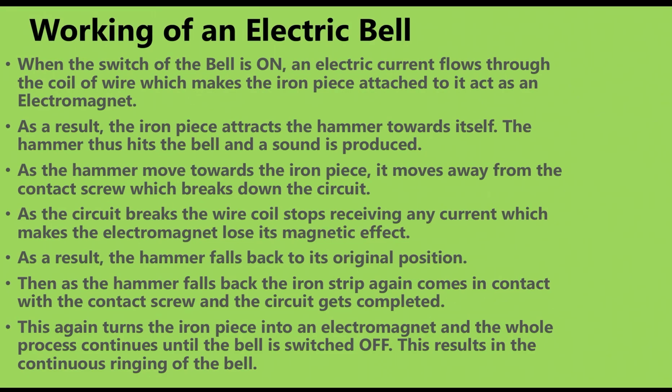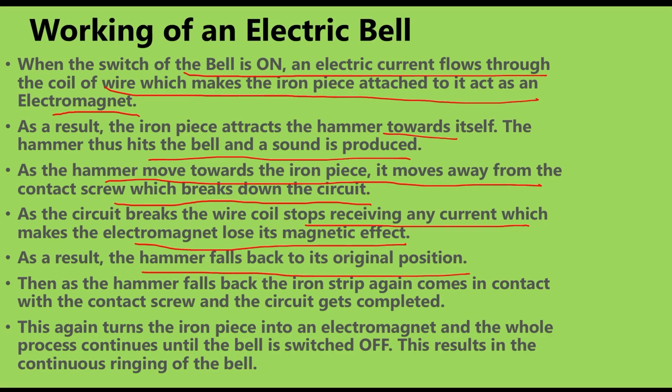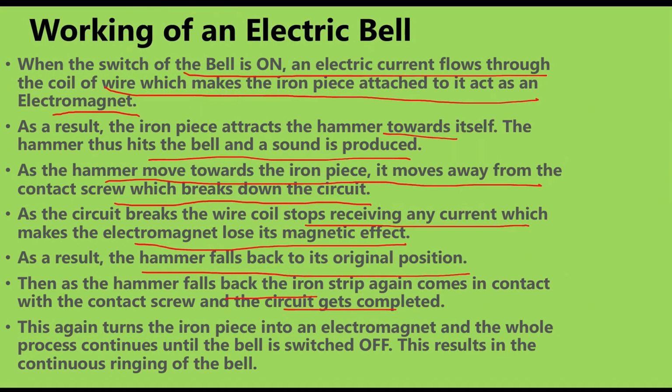Working of an electric bell: when the switch is on, electric current flows through the coil wire which makes the iron piece attracted and it becomes an electromagnet. The iron piece attracts the hammer, and then the hammer starts vibrating, hitting the round corner of your bell. As the hammer moves towards the iron piece, it moves away from the contact screw which breaks the circuit. As the circuit breaks, the wire coil stops receiving any current which makes the electromagnet lose its magnetic field. As a result, the hammer falls back to its original position, and the iron strip again comes in contact. So this continuous to and fro motion results in the ringing of the bell. You can see as soon as it goes downwards, it detaches from here and the bell rings.